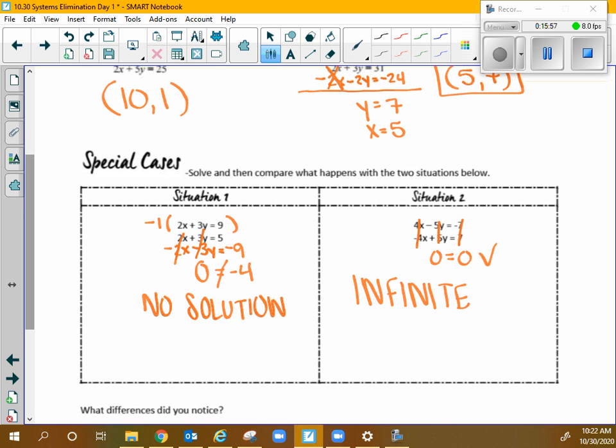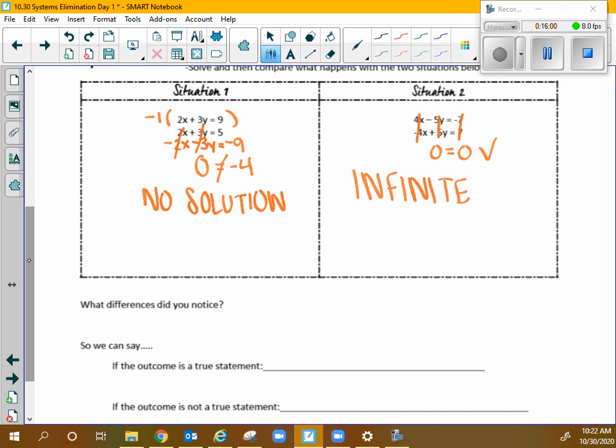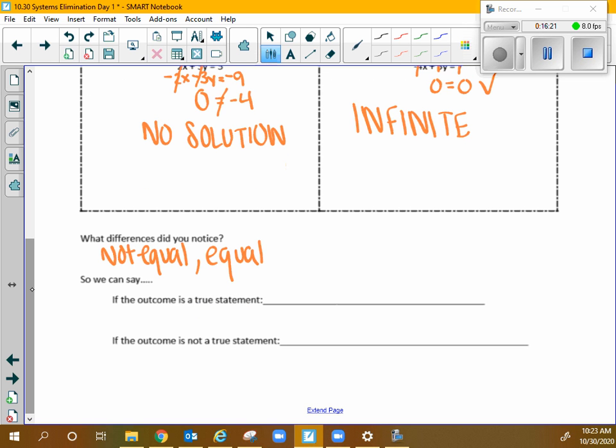Okay, infinite solution. Now, when we got down to the end of each one of those scenarios, how were they different? One is on the right side that had number one. Okay, so one was not equal, and the other one was equal. Right? So we can say if the outcome is a true statement, what's my answer? Infinite. If my outcome is a false statement, it's no solution.